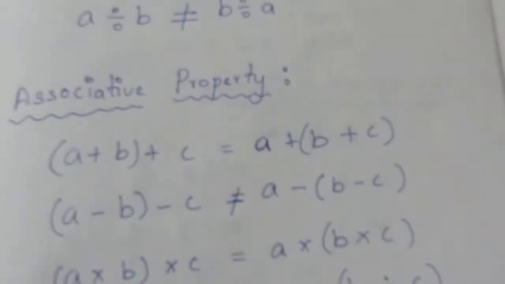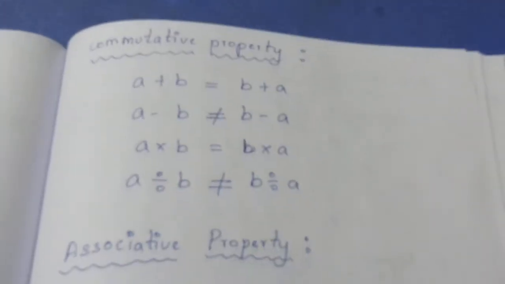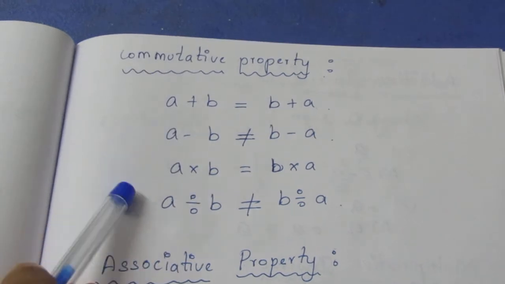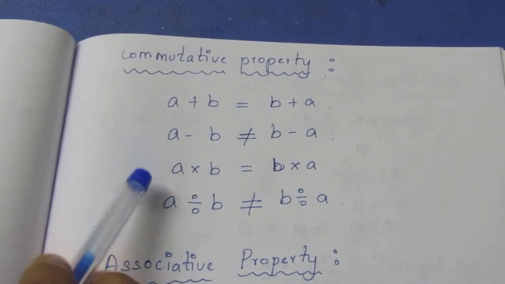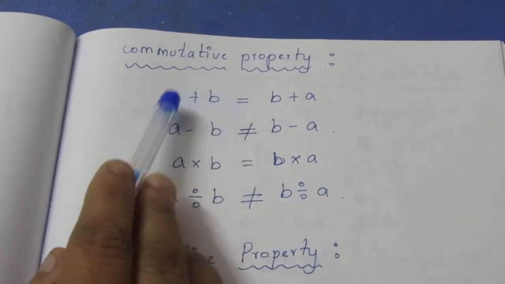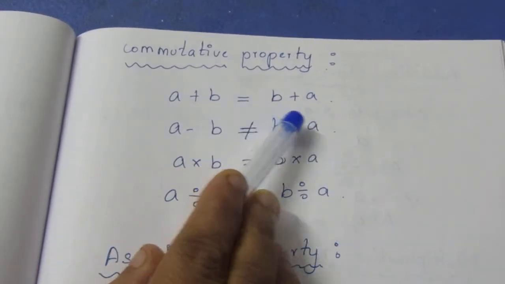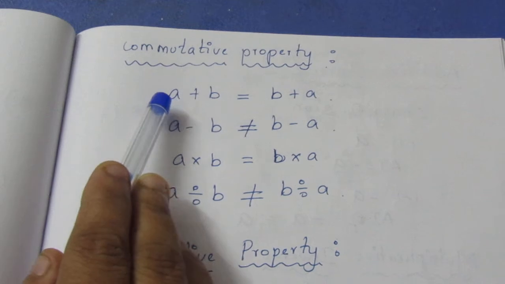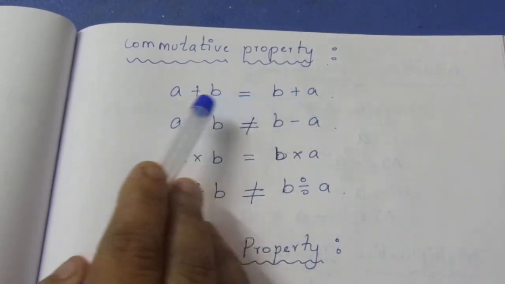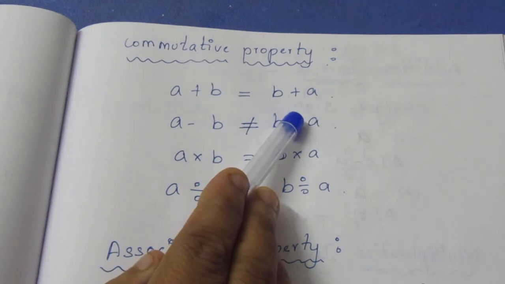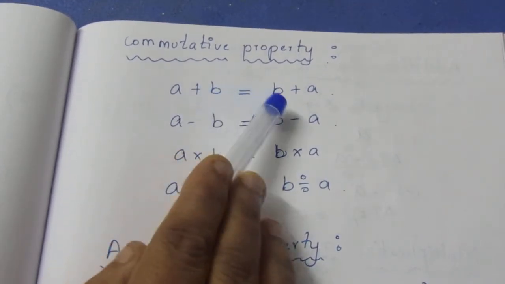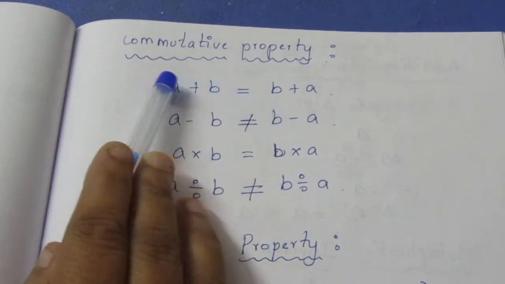Next property is the commutative property, whatever the pronunciation may be. Here, this is there only in addition and multiplication, but not in subtraction and division. Now let's see. In the commutative property, a plus b is equal to b plus a. That is, 3 plus 2 is equal to 2 plus 3. Both are 5. 5 is equal to 5, then it is a commutative property.